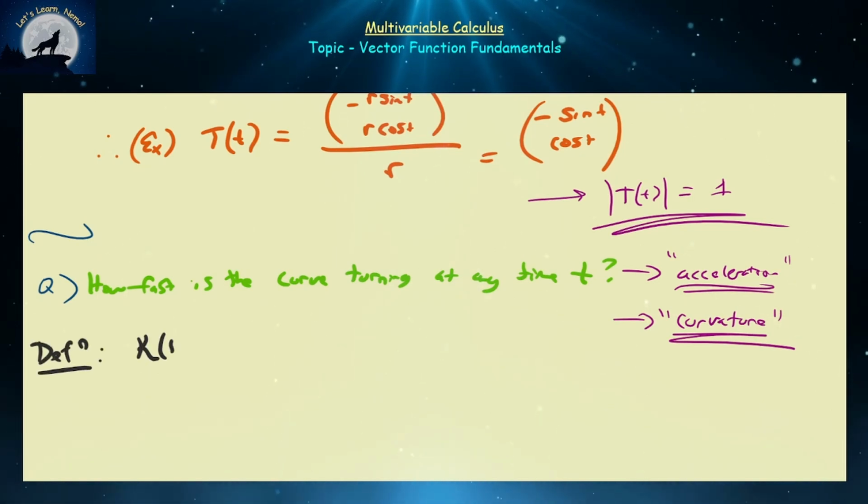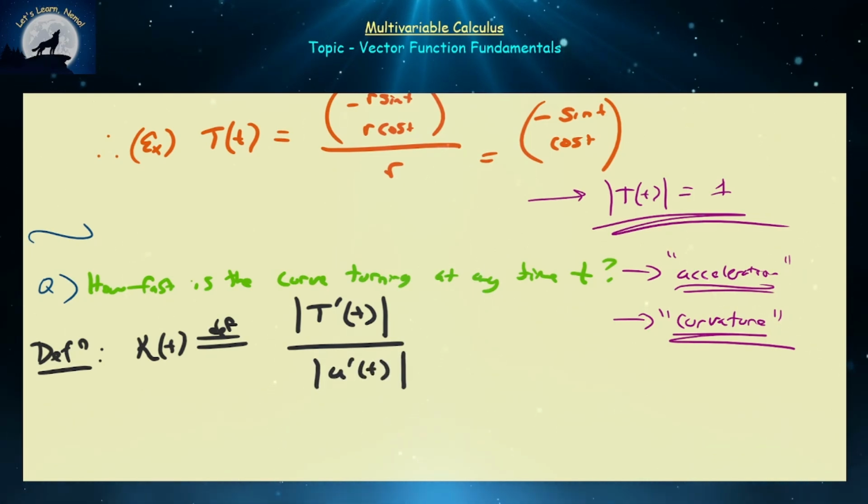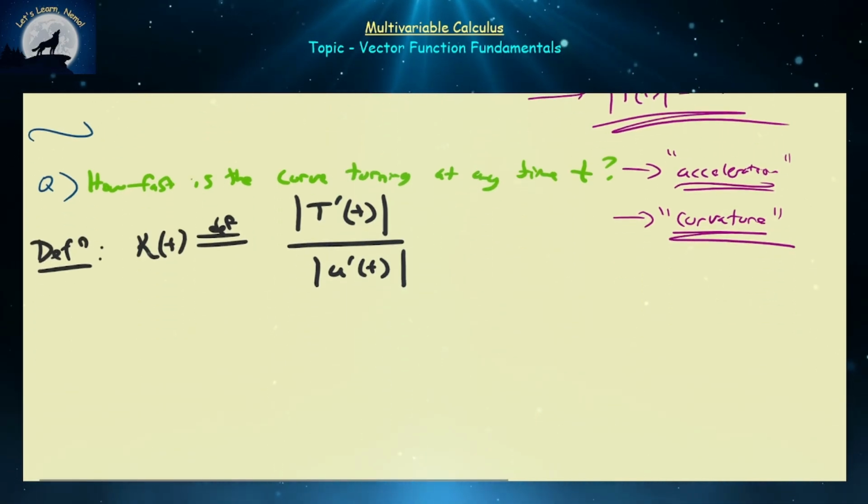So the definition of curvature is as follows. The curvature, kappa, of t is defined to be equal to the norm of the derivative of the unit tangent vector at time t. So keep in mind what that is. T prime is the derivative of the tangent vector, and we take its norm, divided by the norm of u prime of t. So how fast is the curve changing with respect to the original curve, which was u prime of t. We divide by its norm to get a normalized value. Keep in mind this is going to be a number, not a vector, because it's norm divided by norm.